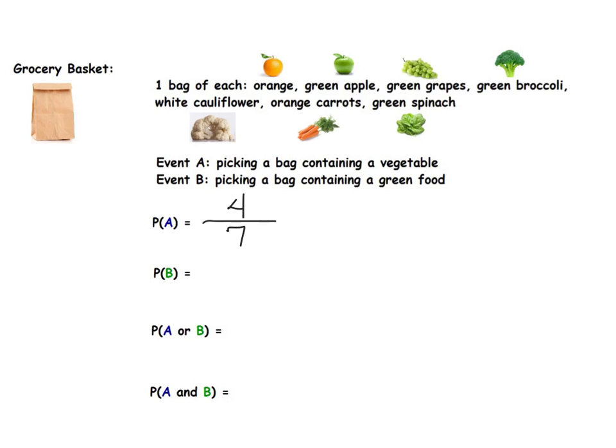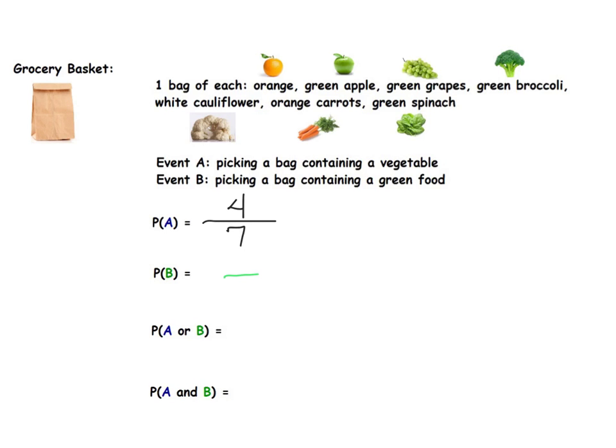Let's look at the probability of B, which is picking a bag containing a green food. So I'm going to switch to green here since we're talking about green. Well, let's look up here. I added the pictures to make this a little bit easier. And we're not going to count the carrots because they're just orange carrots.